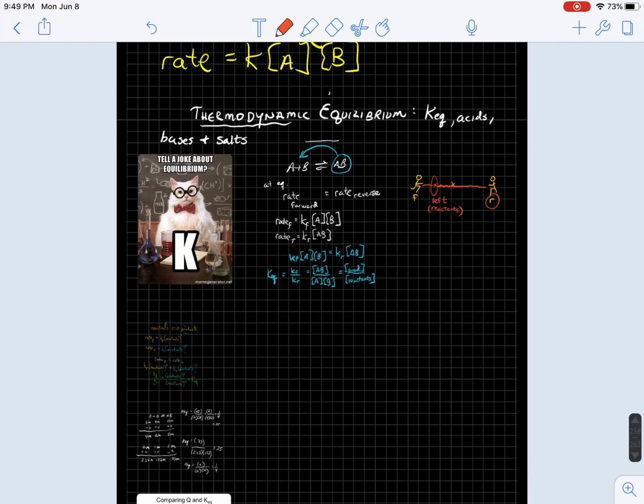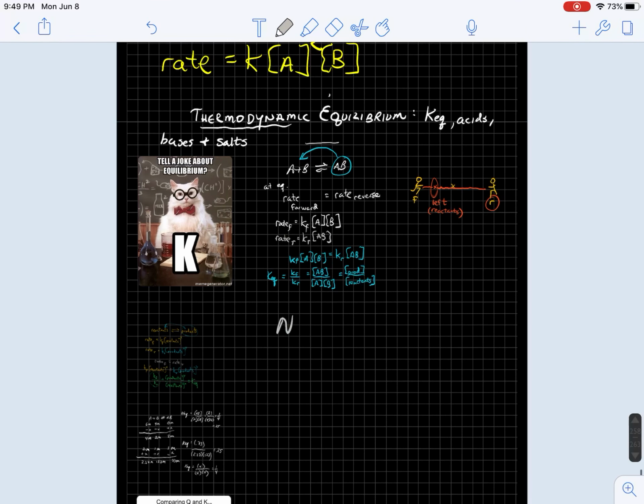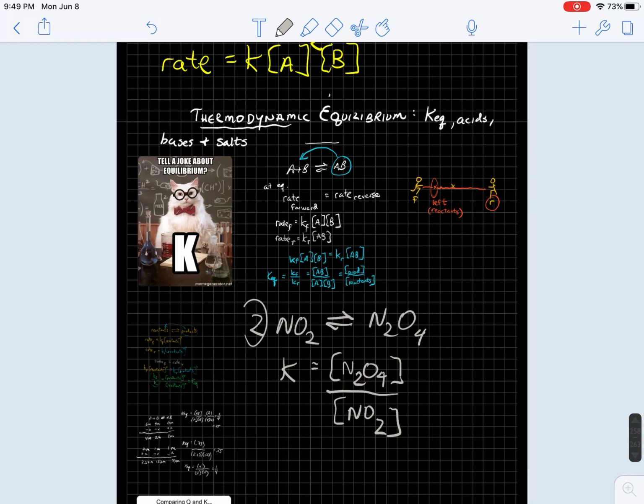So let's say we have a reaction like this. Let's do NO2, and 2 moles of NO2 is in equilibria with N2O4. Well, the K for this, pretty easy to write. What you do is you take the product concentration and you put it over the reactant concentration. Now the exponent is the molar coefficient, so this becomes NO2 squared.